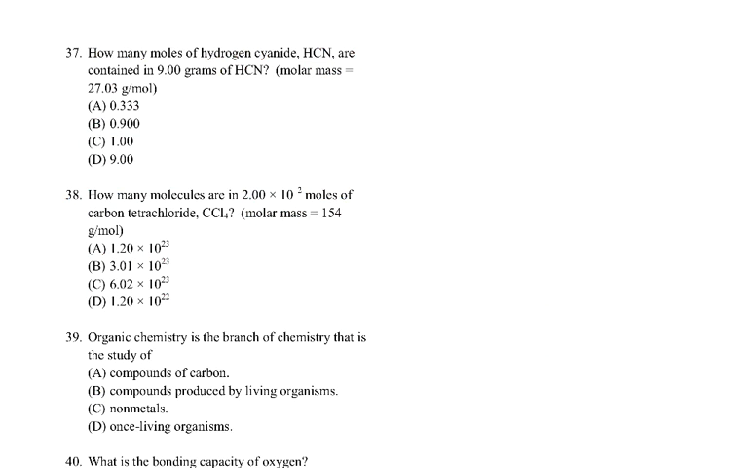37. How many moles of hydrogen cyanide are contained in 9 grams of hydrogen cyanide? And it gives us the molar mass, which is great because that's the conversion we need. So we're just going to start with 9 grams of HCN. And we know this is a mole problem. It's going to be a conversion. So I want to go from grams to moles.